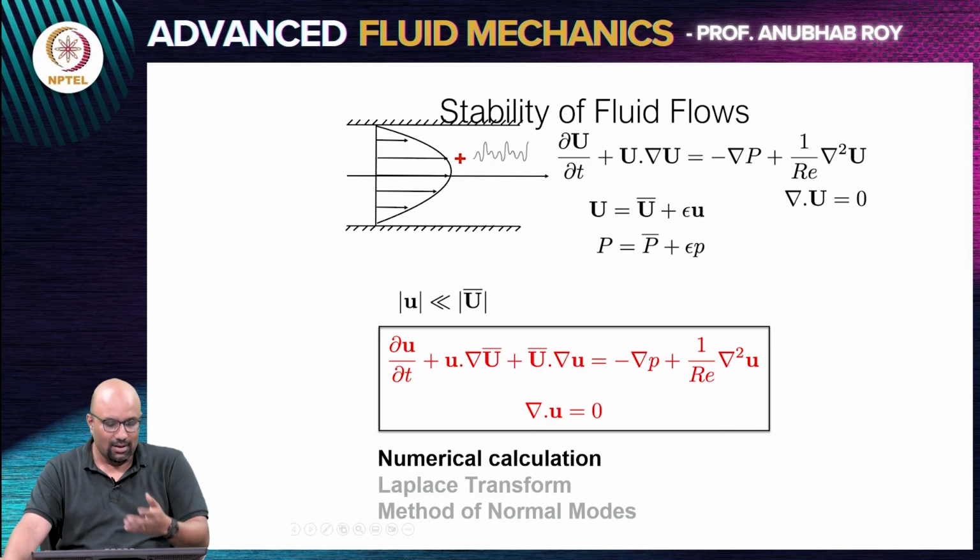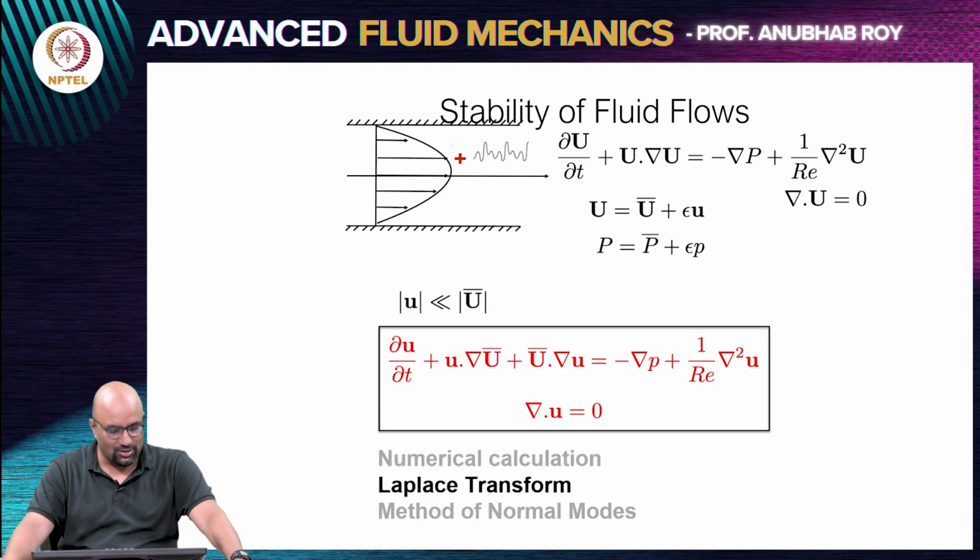You numerically crunch this into a computer, write down a marching in time algorithm, do a finite difference or some spectral in space, and solve this as a time and space numerical calculation. You can also use the help of Laplace transform to solve this because it is an initial value problem in time. But what we are highlighting here is that we will use the method of normal modes.